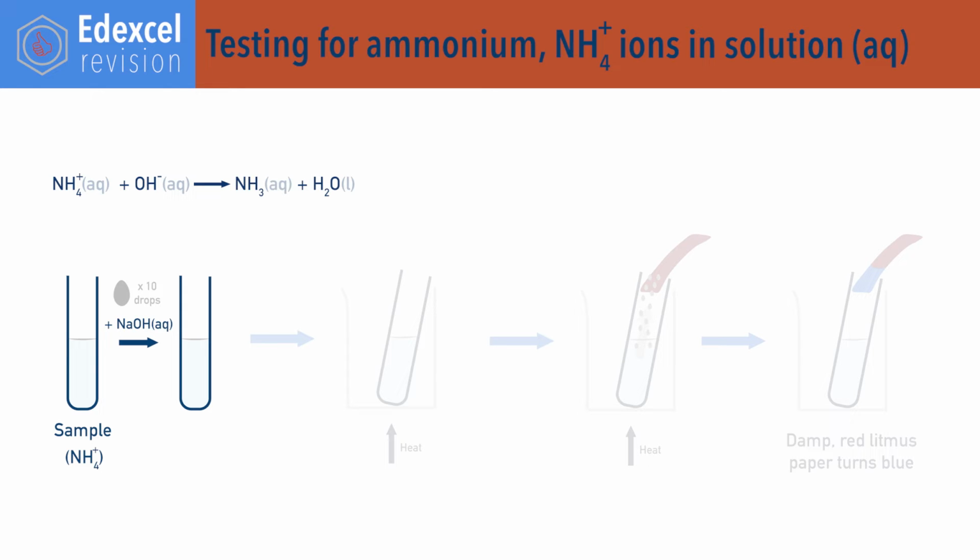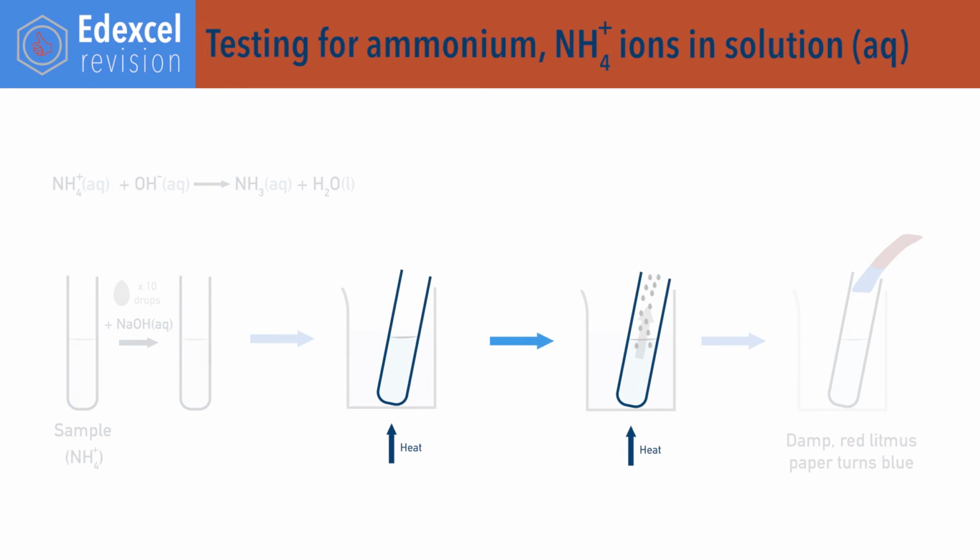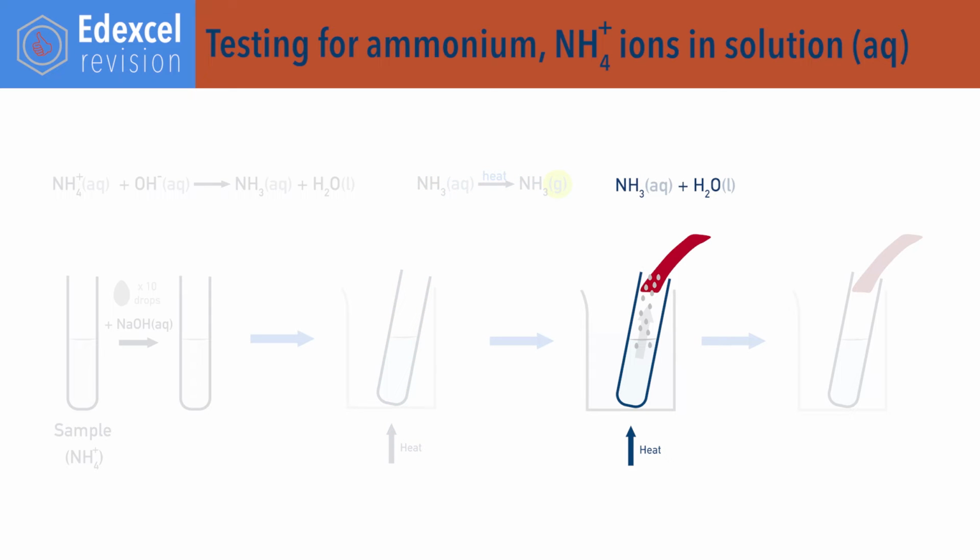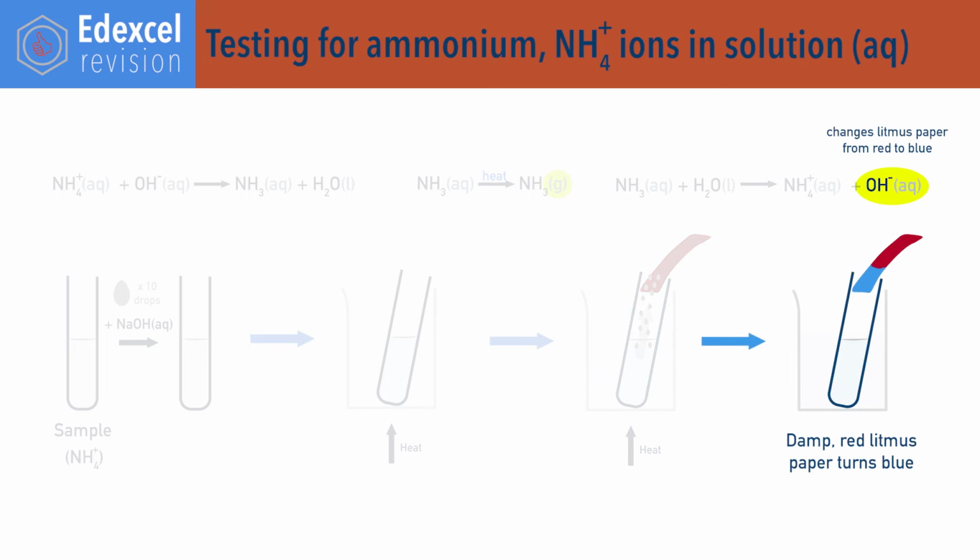As the solution is gently heated, the ammonia leaves the solution as a gas. This ammonia gas released then reacts with the water on the litmus paper, forming ammonium ions again and hydroxide ions. The hydroxide ions cause the color of the litmus paper to change from red to blue. This is why red litmus paper is also used to test for hydroxide ions in solution.